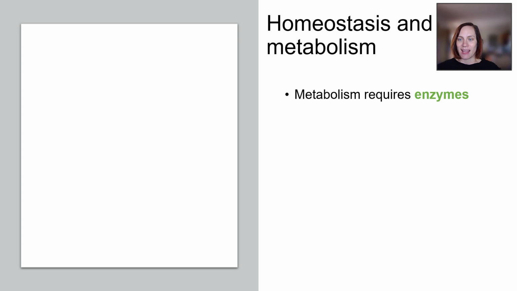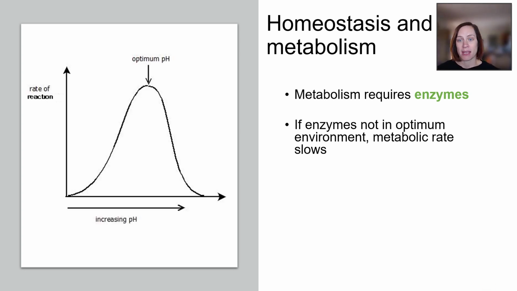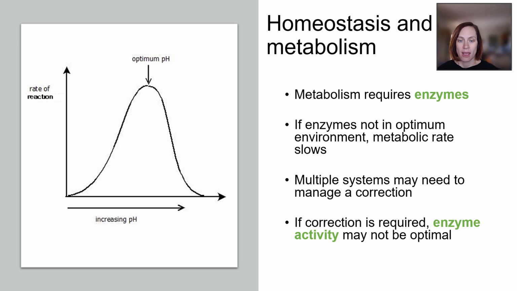If we understand that the optimum environment for enzymes is pretty narrow, and we get out of whack with them, then our metabolic activity can drop. It's all going to center around our enzymes, like most things in our body. So our body tries to use corrective mechanisms to make sure that the pH or the temperature or whatever is good and ideal for that particular enzyme to do its job. And multiple systems might be needed to manage some kind of correction in this situation.